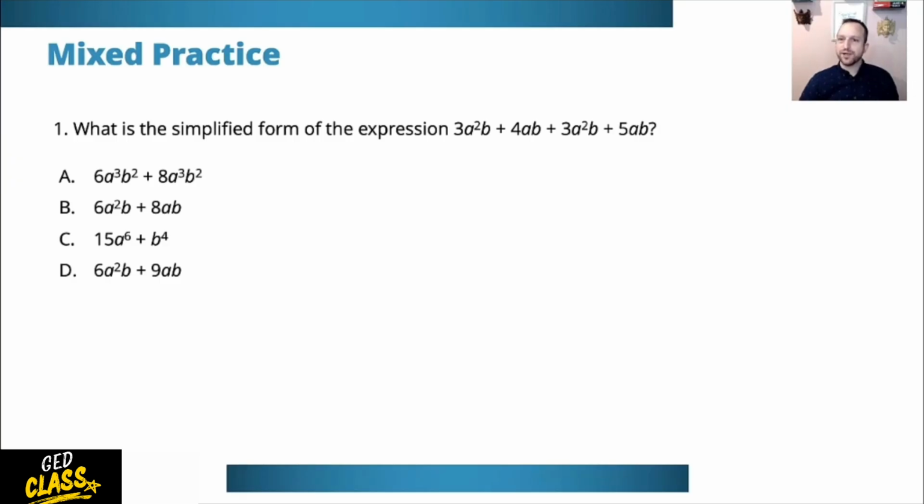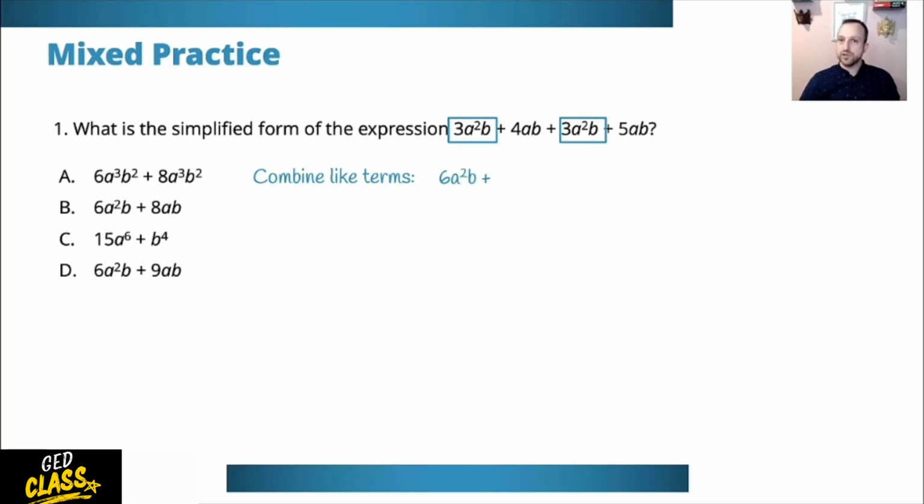So for number 1, we want a simplified form of an expression that often means that there's at least one or more like terms. Let's look for those like terms. I see an a squared times b that actually happens to have exactly the same coefficient. That doesn't have to have the same coefficient, but that does make our life a little easier. Combining those together, 3 plus 3 is 6, so we have 6a squared b.